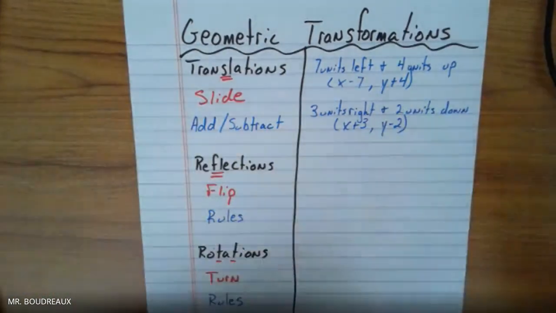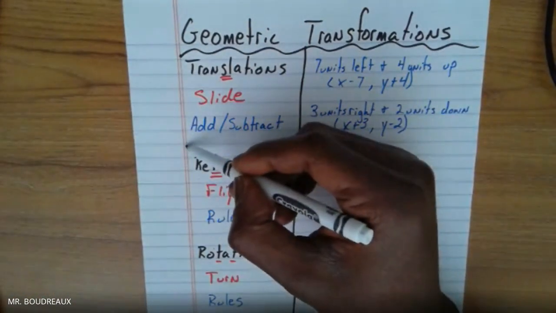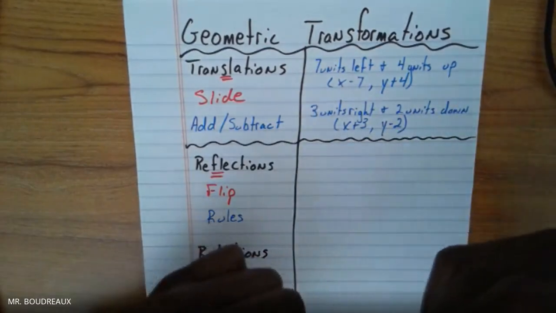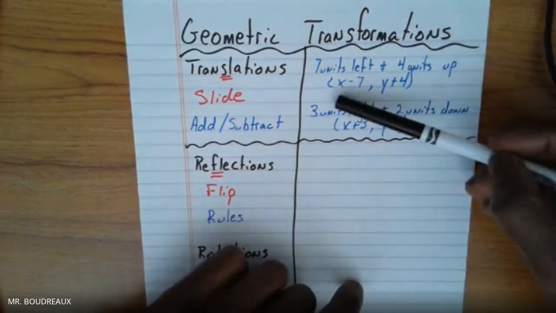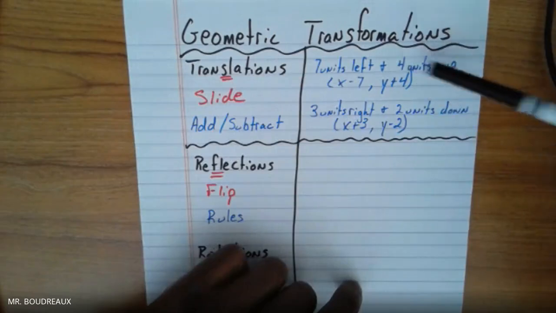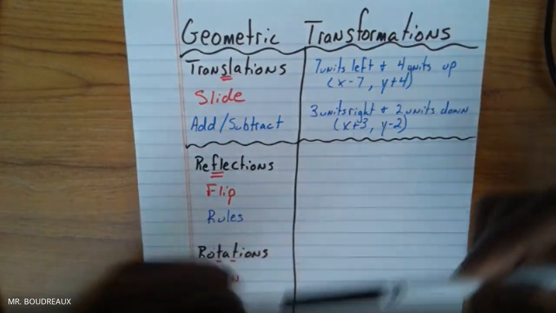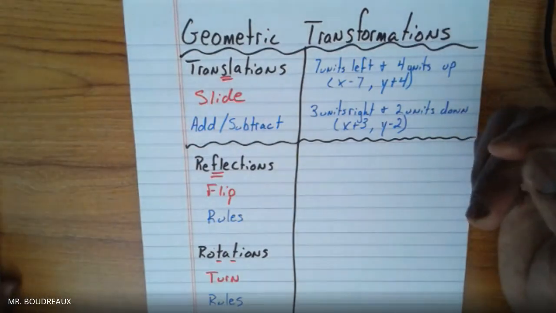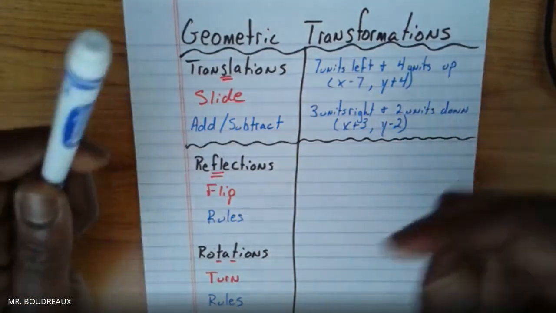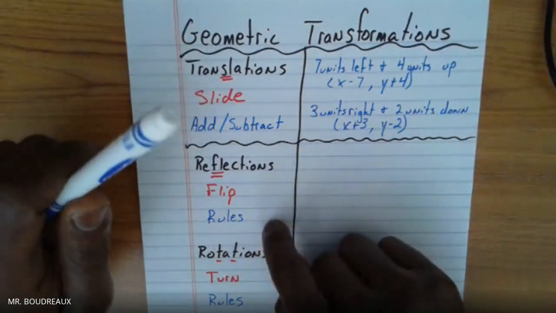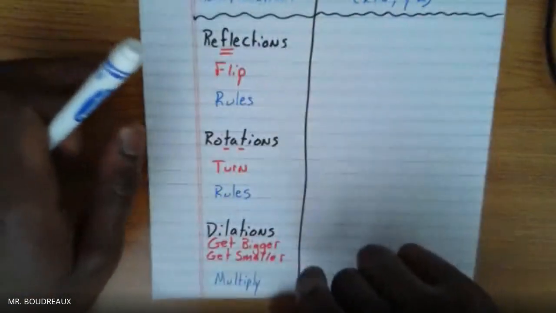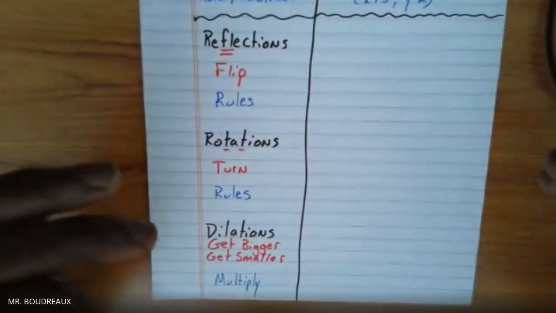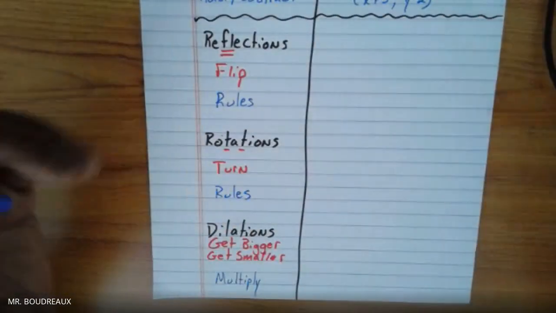And that's pretty much it for translations. Now I will give you a heads up. You won't always have the X and then the Y. Sometimes it may say 4 units up, 7 units left. That's fine. The order doesn't matter. As long as you know the direction, you're good to go. Reflections have rules, rotations have rules. So I'm going to go back to the last algebraic expression to keep it similar so you can see the differences and the similarities back to back.